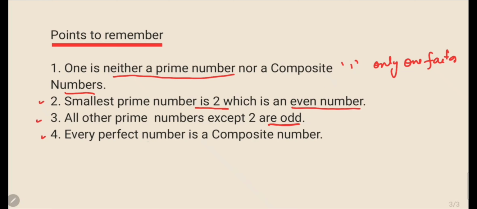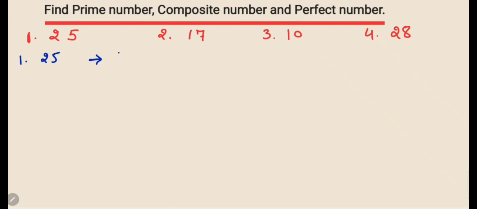Fourth one is every perfect number is a composite number, but every composite number is not a perfect number. So let's do some examples related to these numbers. Factors of 25 are 1, 5 and 25. These are more than 2. So 25 is a composite number.